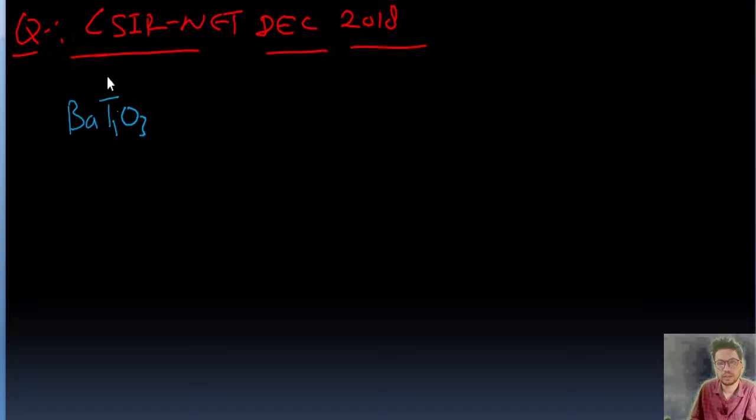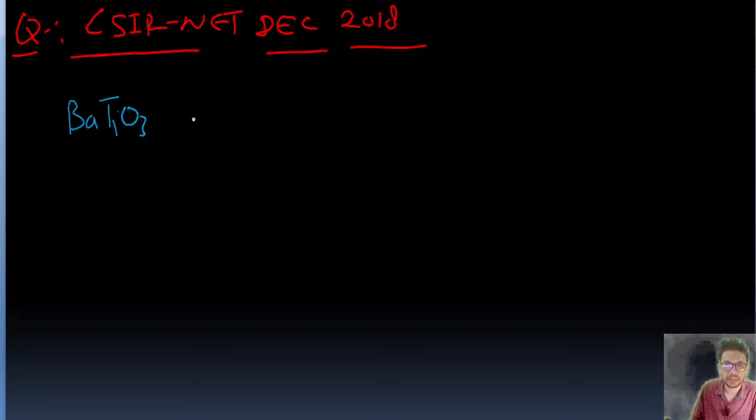Just give me 1 second, I'm checking. Okay, it's barium titanate. So this is barium titanate.